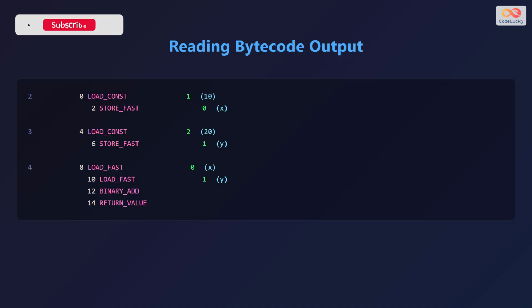STORE_FAST stores the value from the top of the stack into a local variable. Here, the values are stored into variables x and y. LOAD_FAST loads the value of a local variable onto the stack. BINARY_ADD pops the top two elements from the stack, adds them, and pushes the result back onto the stack. RETURN_VALUE returns the value currently at the top of the stack.